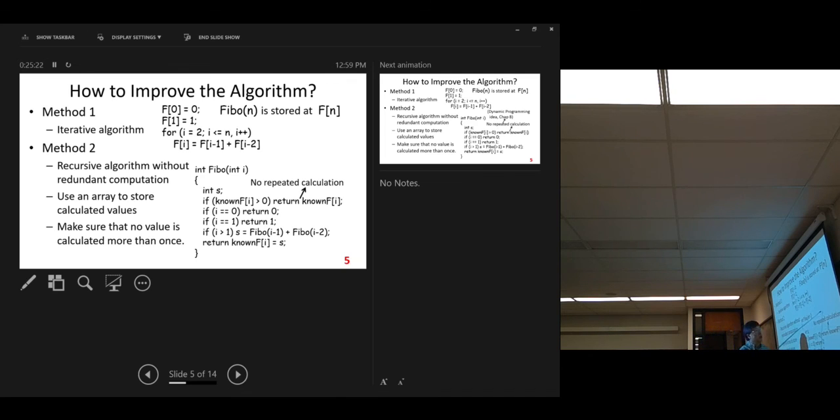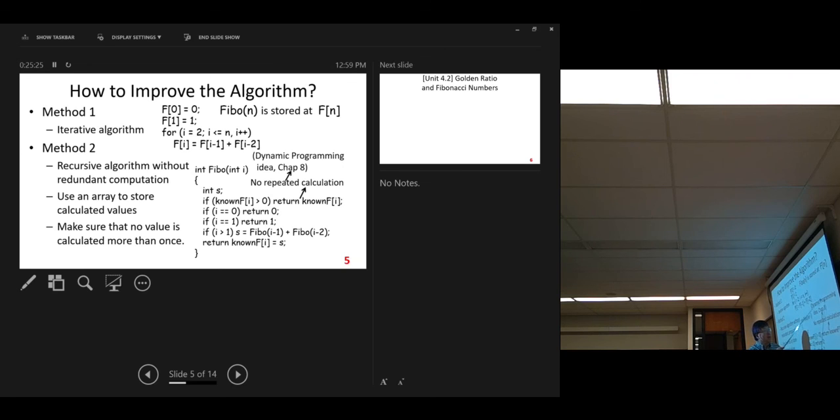We call it the dynamic programming idea. This is a big topic, chapter 8. We will have a chance to study it, but very late, probably in the last lecture, if we have a chance. But this is the first time we see this idea, dynamic programming. It's a big, important topic.